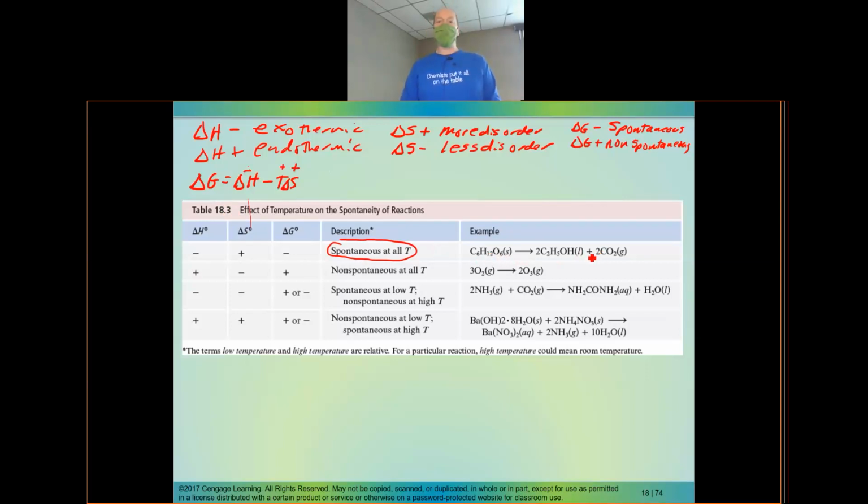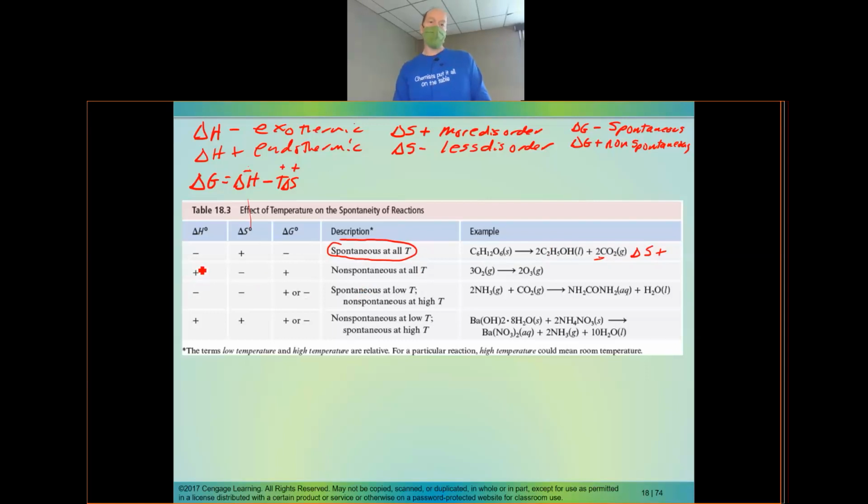The only thing that we can predict about this example is that you have a solid going to two liquids and, very importantly, two gases. So we know for sure that the delta S is positive, and that's what it says right there as well. All right, but here's an example where it's exothermic and the delta S is positive. This fermentation reaction is spontaneous at all temperatures.